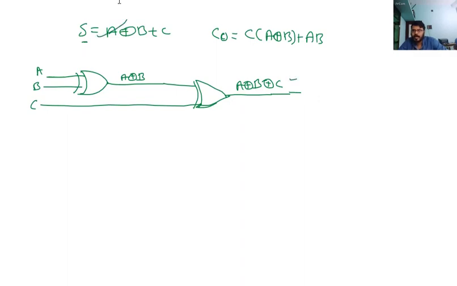Now for the carry, what should we do? We need A XOR B into C. So that means we need an AND gate here. So I have an AND gate here. Now one of the inputs of this AND gate is A XOR B, and the other input is C. So here you will get C into A XOR B.